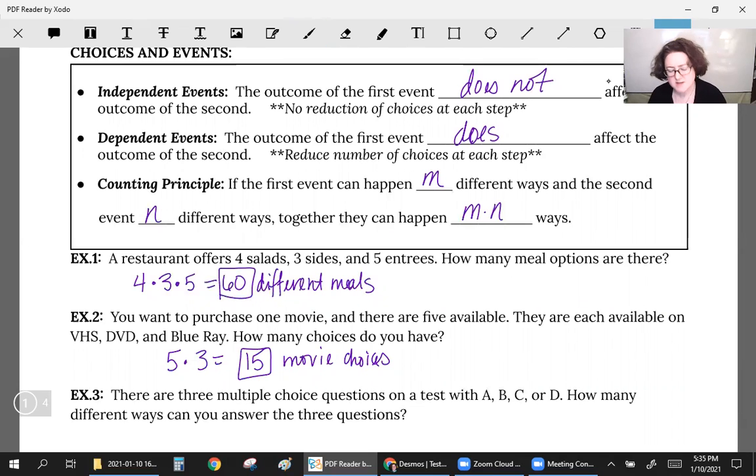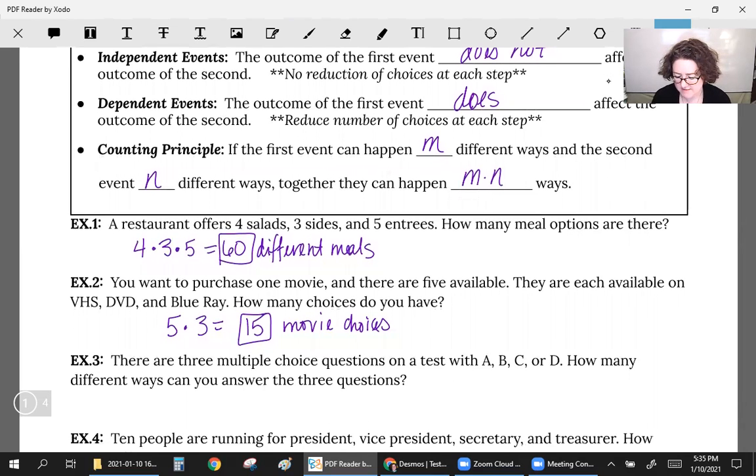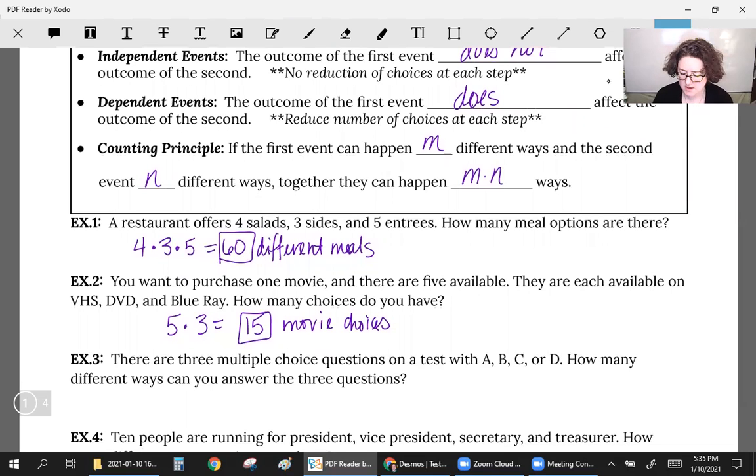Okay, let's look at the independent, dependent examples. So there are 3 multiple choice questions on a test, and they all have A, B, C, or D. How many different ways can you answer these 3 questions? Again, does the answer for one question dictate what the answer for another question is? Not necessarily, because they could be arranged any possible way.